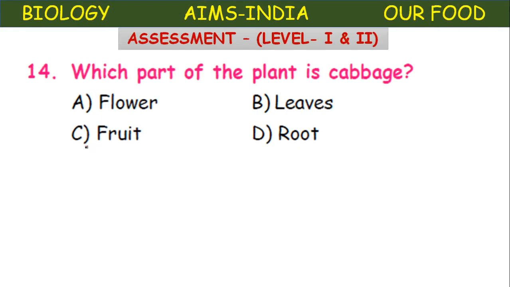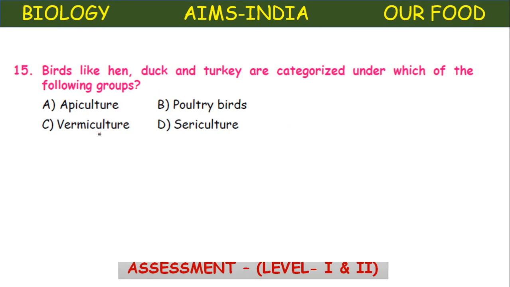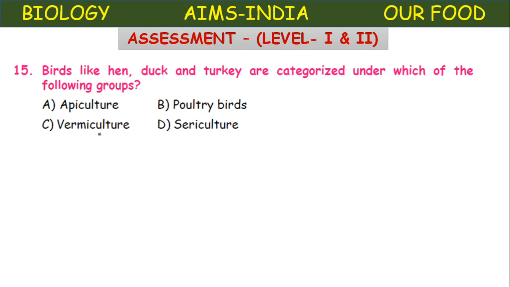Which part of the plant is cabbage? Flower, leaves, fruit, and root. It is the flower. The birds like hen, duck, and turkey are categorized under which of the following groups? Apiculture, poultry bird, vermiculture, sericulture. They are all the poultry birds which give us meat and eggs.